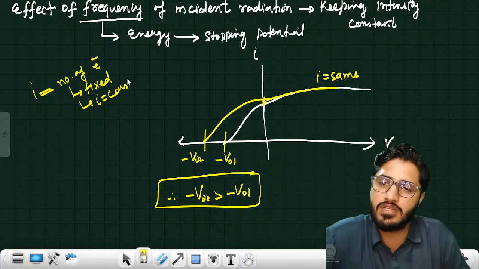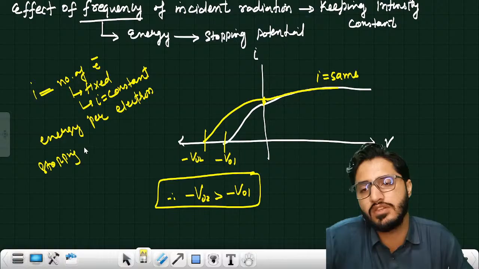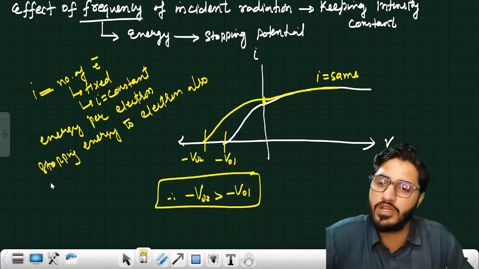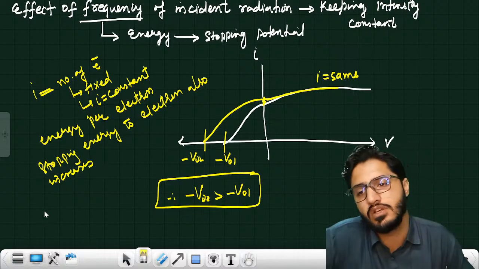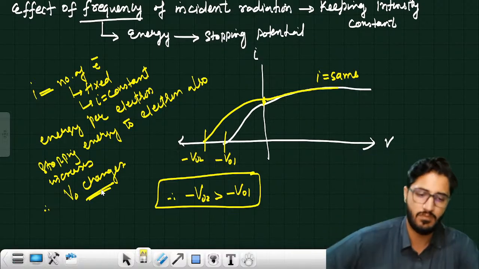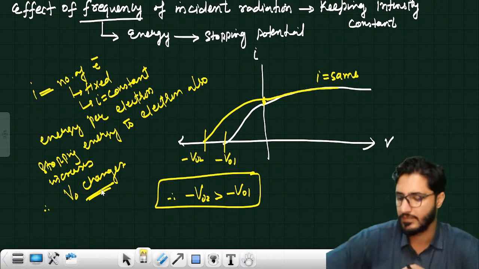So my current is constant, but what increases now? Energy increases. Energy per electron increases. If energy per electron increases, the stopping energy to the electron also increases. If that also increases, therefore you will write now V naught changes. V naught changes. Easy or super easy?